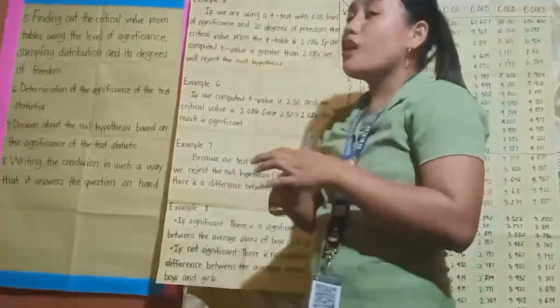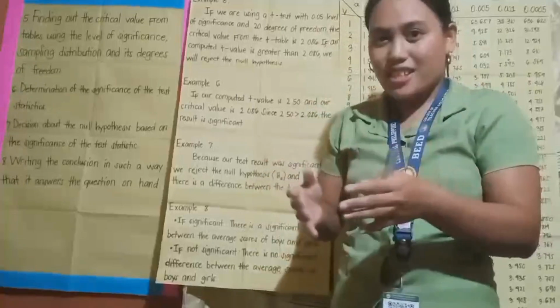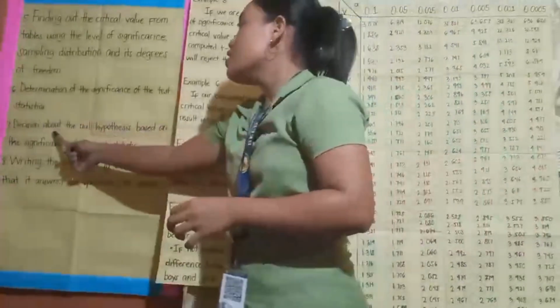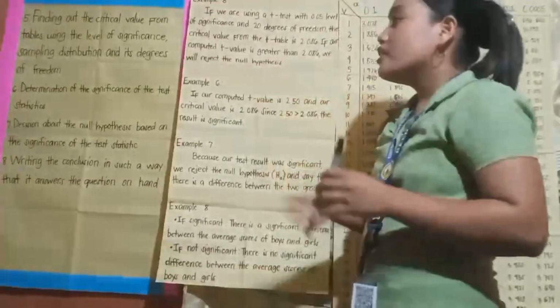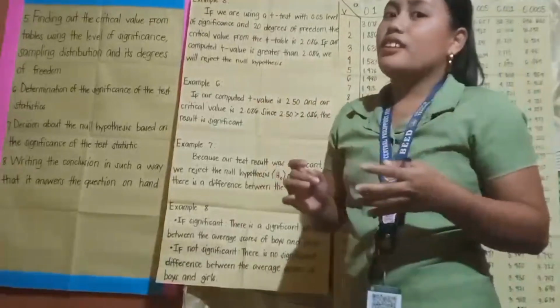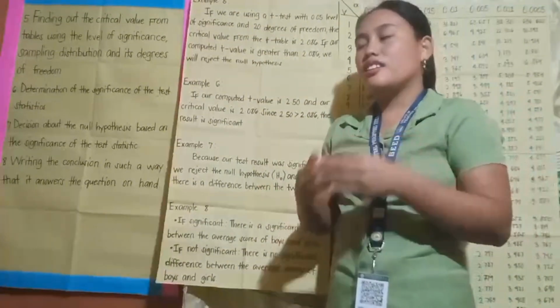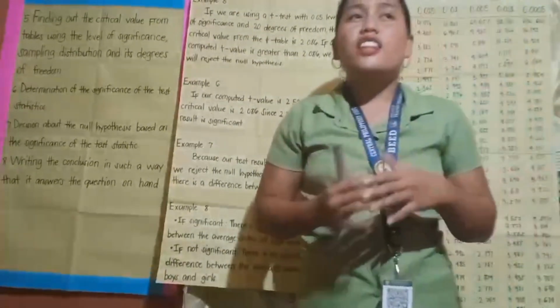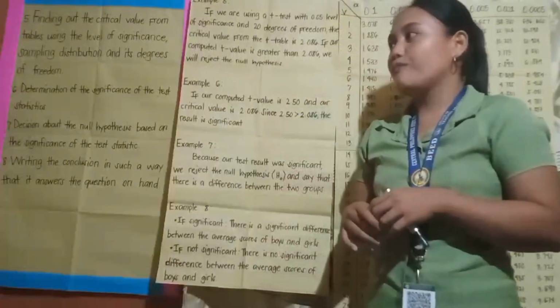After you compare, we go to the next step, which is step 7: the decision about the null hypothesis based on the significance of the test statistic. Now we make a decision. If the test is significant, we reject the null hypothesis. If it's not significant, we accept the null hypothesis. Not significant means weak evidence, easily happening by chance, and not enough to prove anything. You keep or accept the null hypothesis.